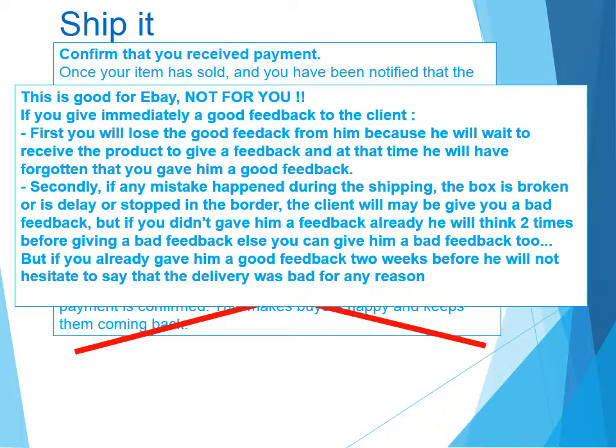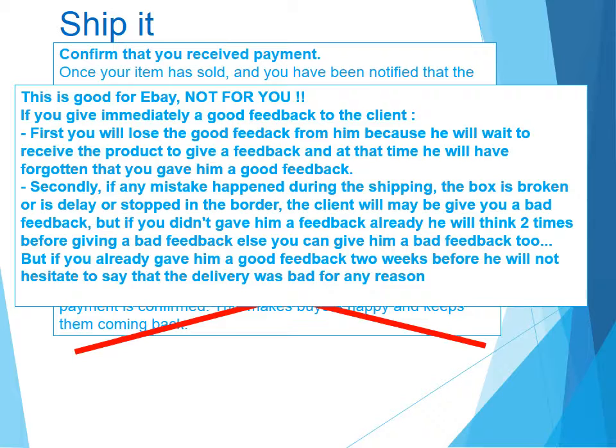You can have a lot of different problems, and if you have already left a positive feedback, the buyer will say, there is a problem and I didn't receive the product. He can be upset, and he can say, you're a terrible seller, and he will give you a bad evaluation, a bad feedback. But if you didn't put a feedback yet, he will be upset because he didn't receive the product because the border stopped it. He will be upset because the box has been damaged during the shipping. Something happened, but if people are upset, they are upset, and they will want to leave a feedback.